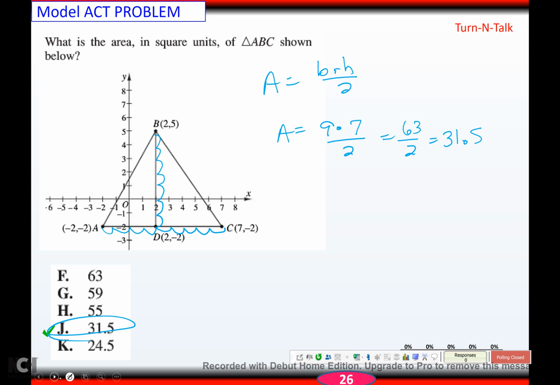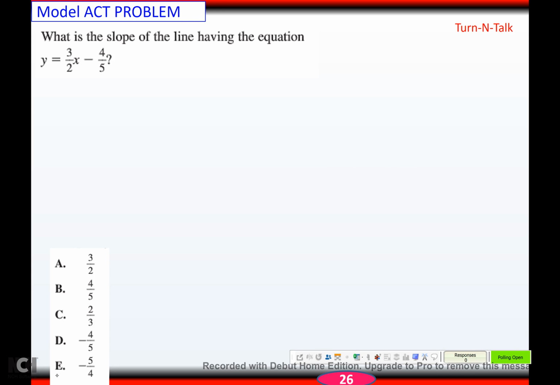Okie dokie. Try this one. Hit pause. Come back when you're ready.